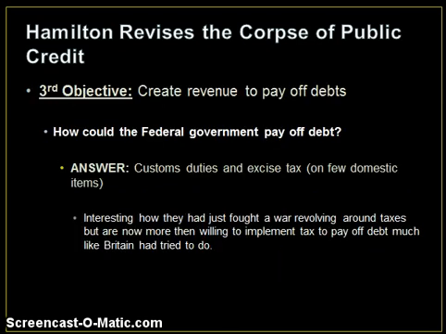So with his first two objectives complete, now the national government has this huge debt, and the question becomes, how are they going to pay off that debt? How are they going to raise revenue to do that? And the answer is going to be customs duties and excise tax on very few domestic items, specifically whiskey. It's really interesting how we just fought a war revolving around taxes, but now we're more than willing to implement the tax to pay off debt, much like Britain tried to do with us after the French and Indian War.